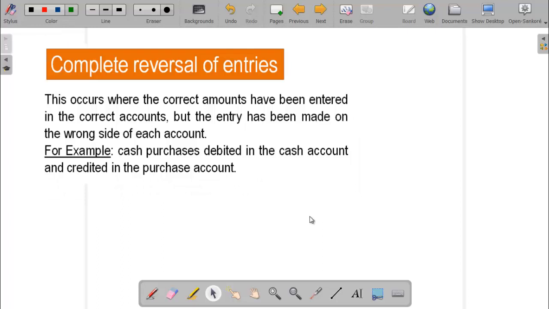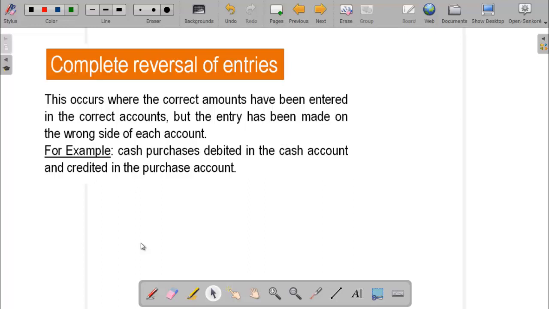Now the last one is complete reversal of entries. This occurs where the correct amount has been entered in the correct account, but the entry has been made on the wrong side of each account. The amount is correct, the accounts are also correct, but we are taking the wrong side, and in both the accounts we are taking the wrong side.